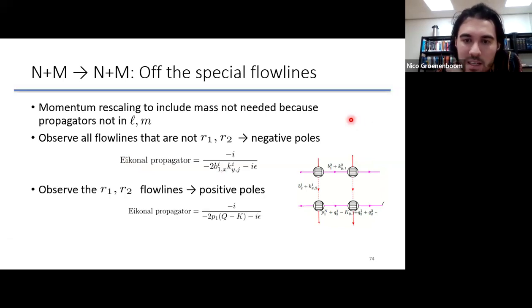However, the flow lines of R1 and R2, they have some B minus K. So when we write out the Eikonal propagator there is a minus K. So the poles there lie in the upper half complex plane. So you can remove all of the ones that are not on the R1 and R2 by a complex integration over the lower half plane.